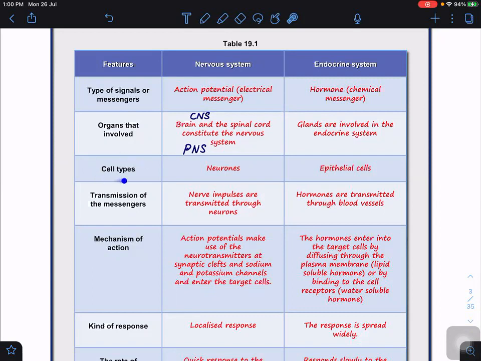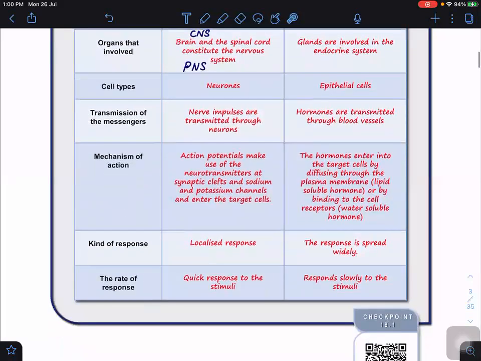In terms of the cell types that produce that particular signal, we need neurons in the nervous system, but in the endocrine system mostly it will be epithelial cells. It's not a normal epithelial, it's a special kind of epithelial, specialized epithelial cells that can produce the hormones for us. How about the transmission of the messenger? How can we send the messenger and how does the target organ receive it? These are electrical messengers, so definitely through the nerve, or neurons, the cells we call neurons or nerve cells, and hormones are transmitted through the blood vessels.